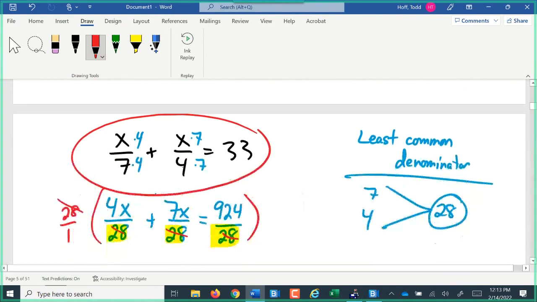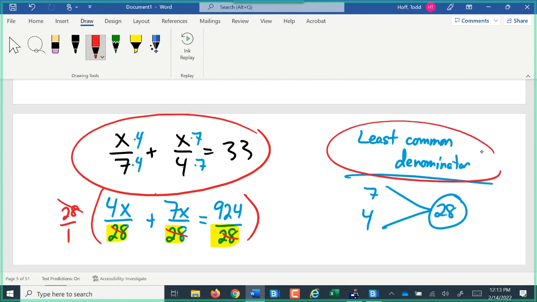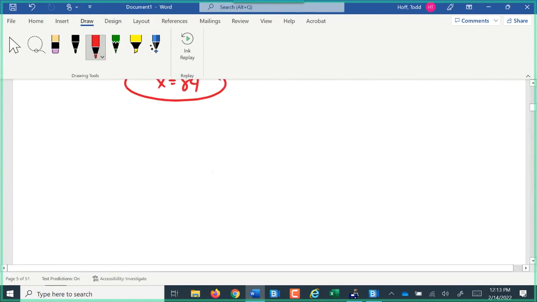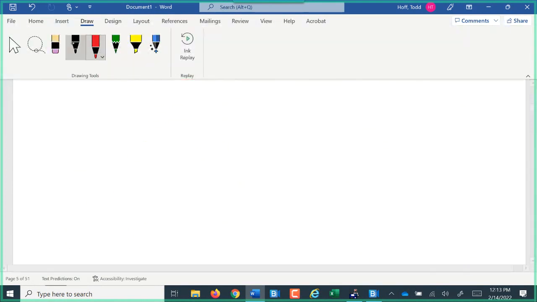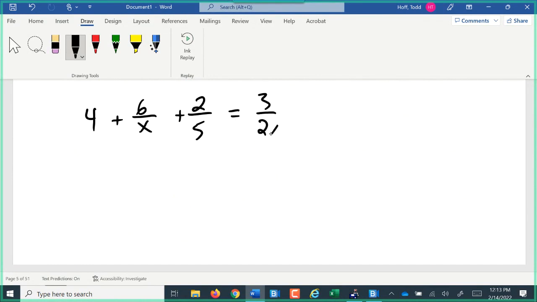But we do need to be able to find this least common denominator and use it to eliminate the fractions in the equation, because we do run into equations where the variable is in the denominator. We did one example last week. We'll do another example here. 4 plus 6 over x plus 2 over 5 equals 3x.